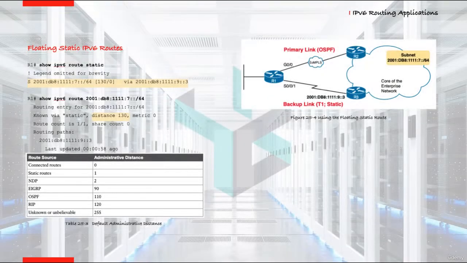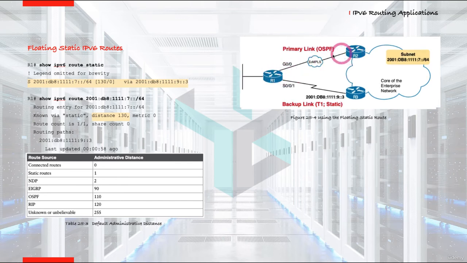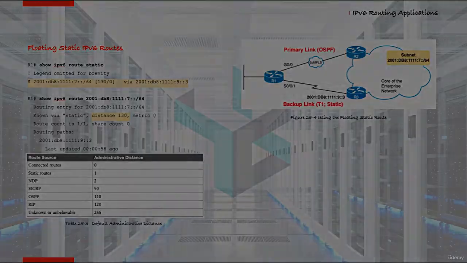Here, I'm going to talk about the floating static IP version 6 route. We did this lab before in IP version 4, and we're going to do the same lab here that we did in IP version 4. Here we have OSPF version 3 between router 1 and router 2, and here we have the backup line. We write a static route on router 1 so that communication can continue when our OSPF connection between router 1 and router 2 goes down. We make the administrative distance of this route 130 so that when our connection here goes down, the hosts here automatically access the subnet from this connection.